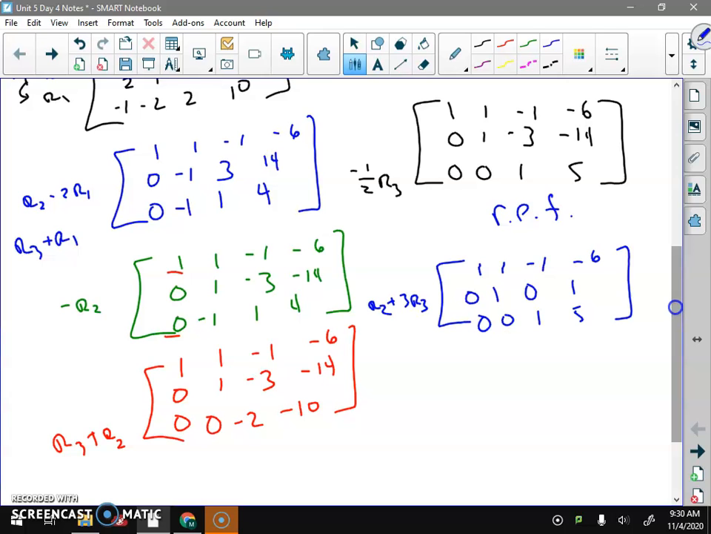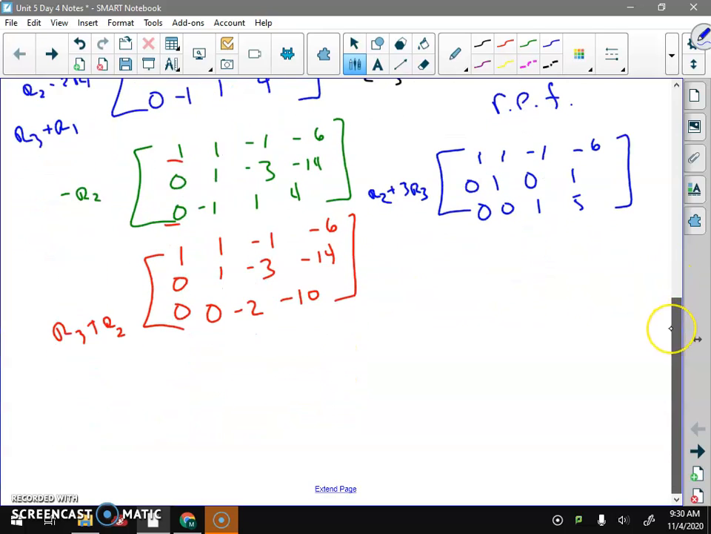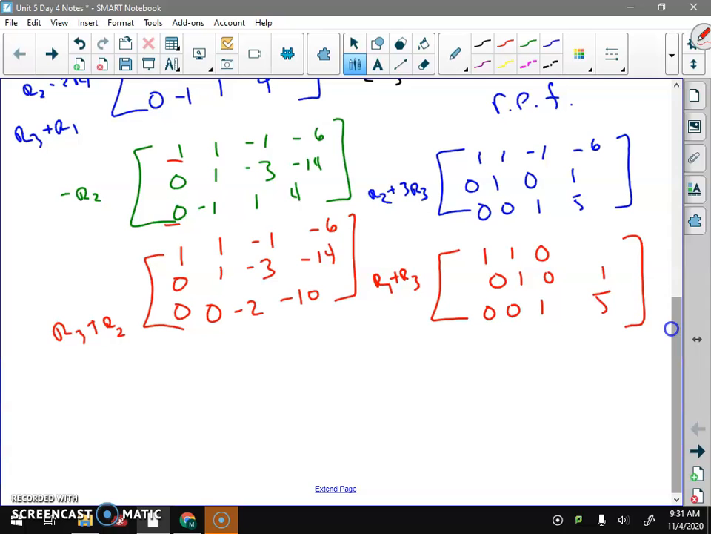2 more iterations, and I'll get it into reduced, and I'll know what x is. I'm never touching row 2 or row 3 again. Row 1 plus row 3. 1 plus 0 is 1. 1 plus 0 is 1. Negative 1 plus 1 is 0. Negative 6 plus 5 is negative 1.